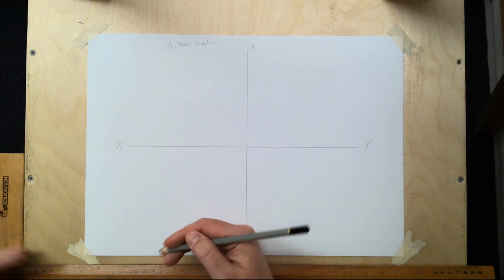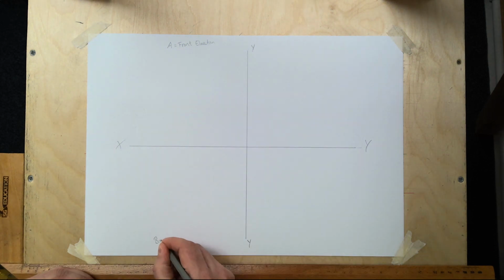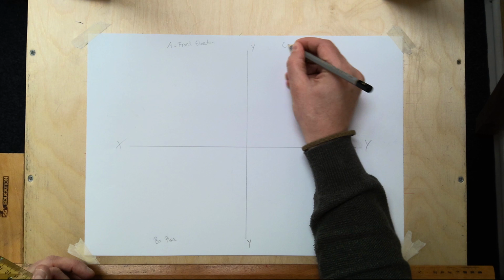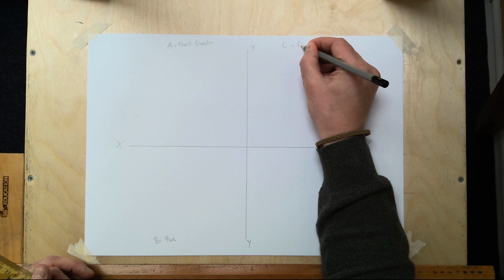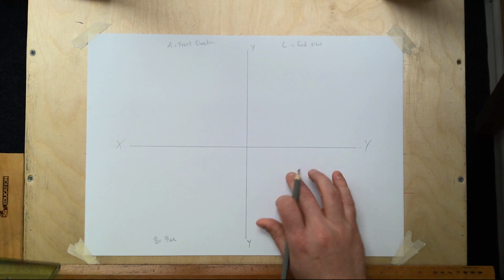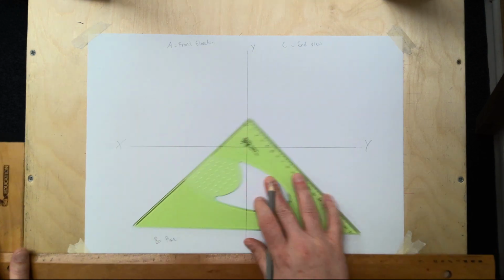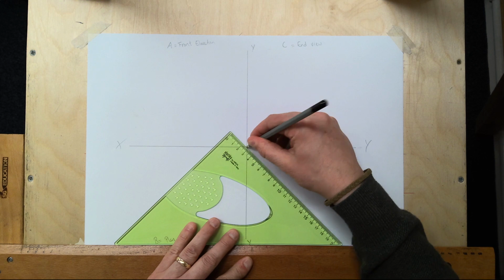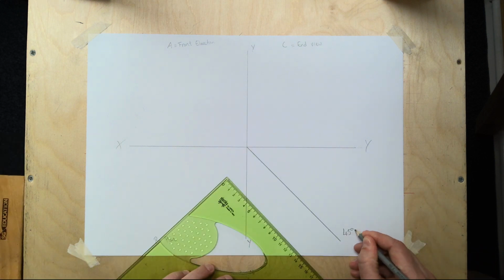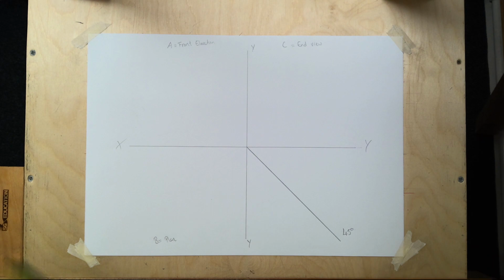Like I said, always below that is B, which is the plan. And then we have the end view or the end elevation. It's looking in from the left, we draw it on the right. So that is C, the end view or end elevation. Then whatever's left over, our box down here, we get our 45 degree set square from the center out at 45 degrees.